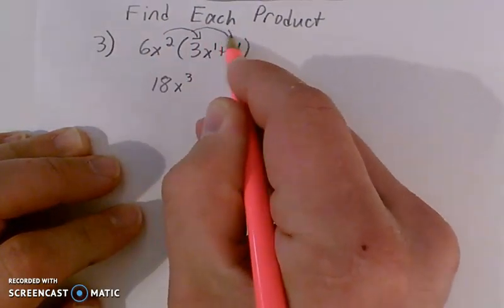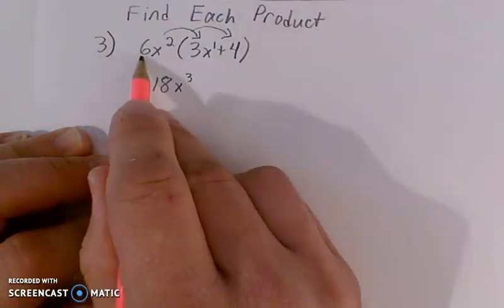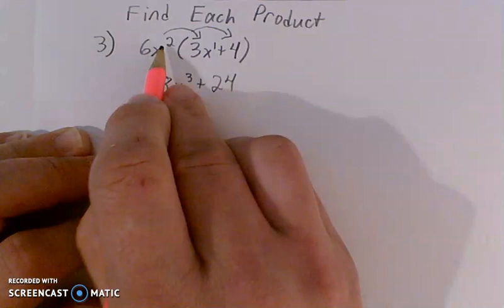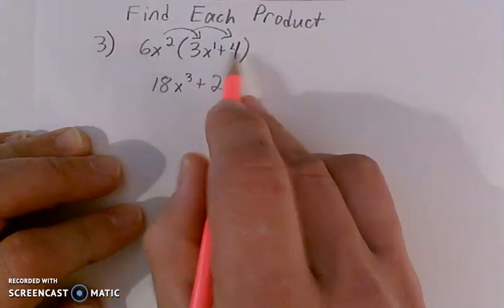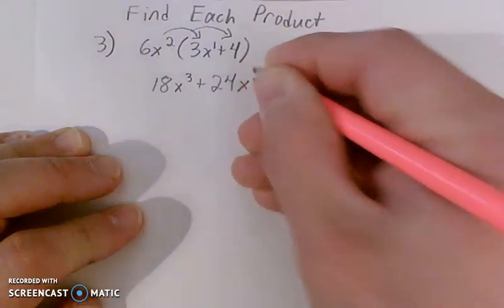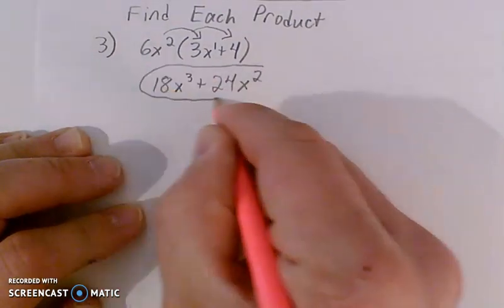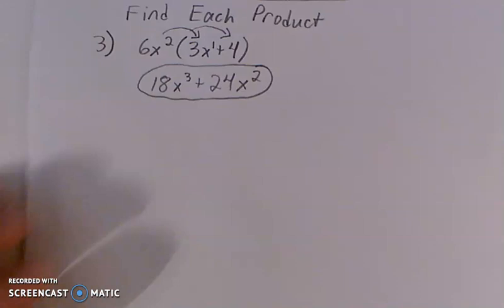Now I'll multiply 6x squared to 4. 6 times 4 is positive 24. X squared times x to the 0 is going to be x squared still. So there's no x's to add to our repeated multiplication there. And there's my answer for number 3.